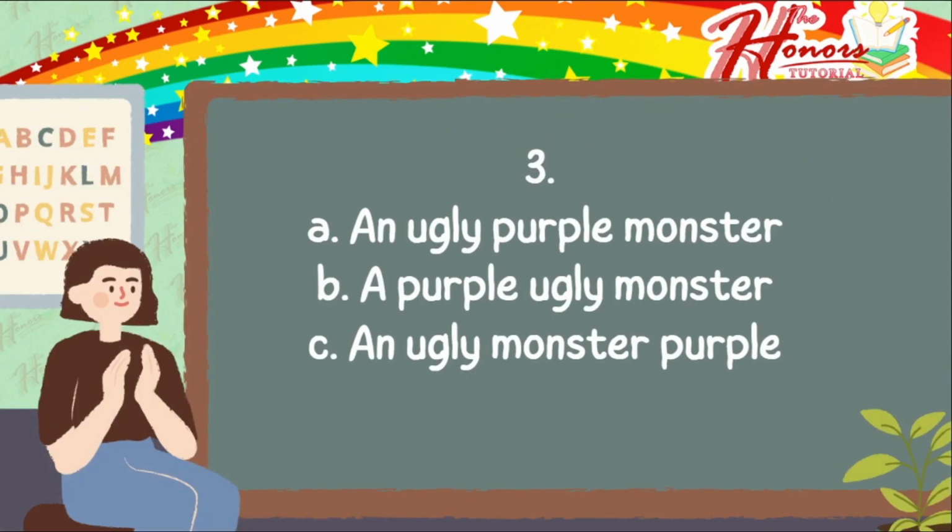Next, number 3, which one is correct? A. An ugly purple monster. B. A purple ugly monster. Or C. An ugly monster purple. What do you think is the correct order of adjectives?